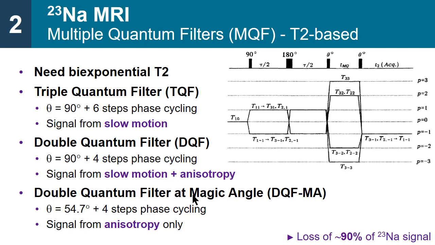And the double quantum filter with a magic angle, so if you put these two pulses at 54 degrees, you should be more sensitive to only the anisotropy in the environment of your ions. But in most of these cases, you lose about 90% of the signal. So you start with a very small signal, and you detect only 10% of it. So this image is going to be very low resolution and take a lot of time.